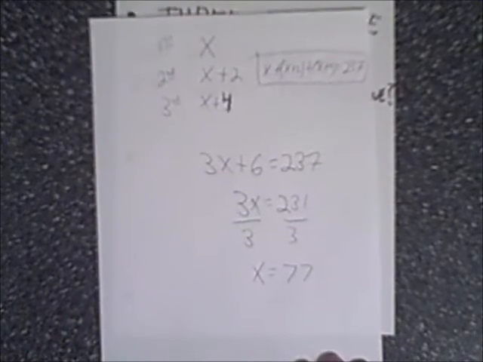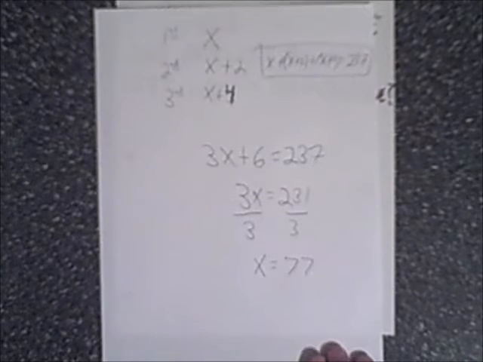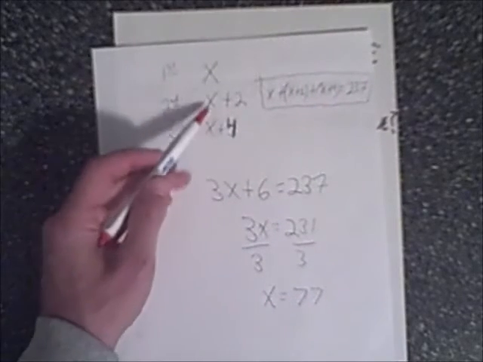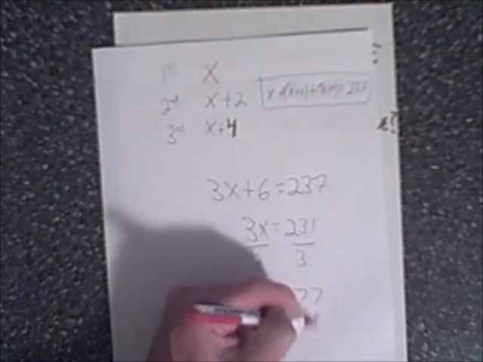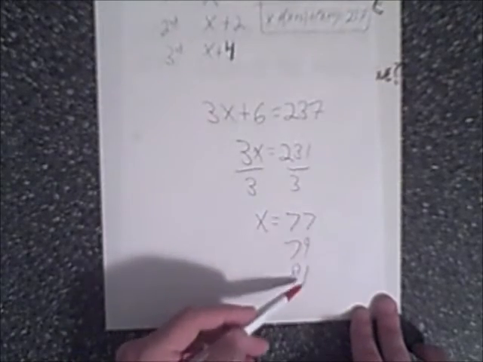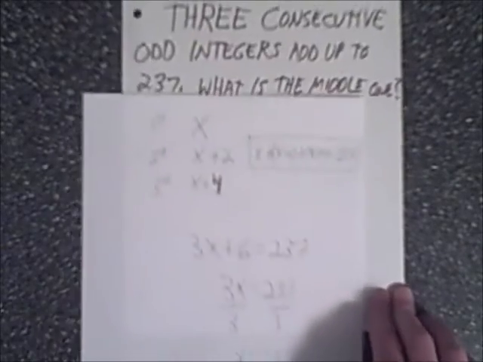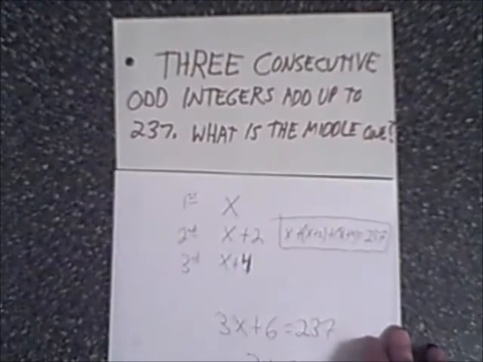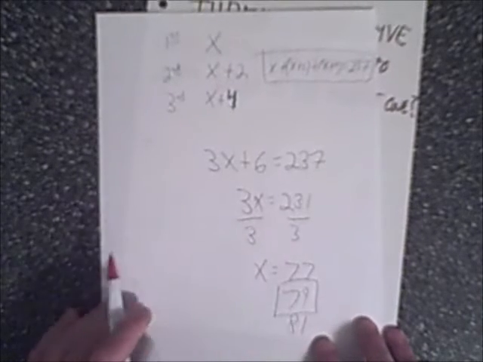Okay, now if x is 77, that's the first integer, then the second integer would have to be 77 plus 2, and the third integer would be 77 plus 4. So you have 77, 79, 81. Again, all three of these add up to 237. And we go back to our original question, which was, what is the middle one? Again, we got to remember to always answer the question that we're looking for. And therefore, the middle one is 79.